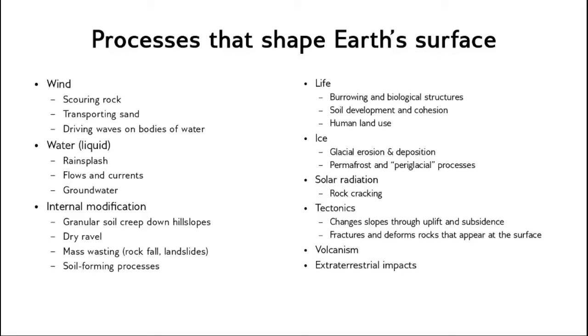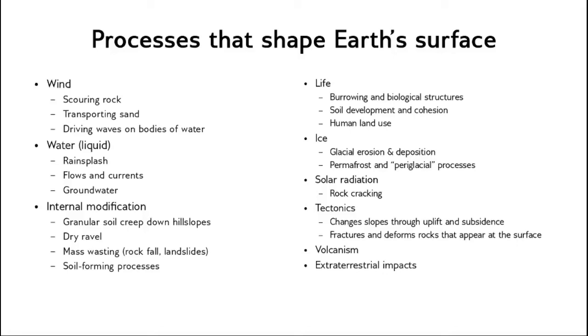And if you look through it, from wind, water, internal modification, life, ice, there's actually some amount of connection between all of these. So they're not super easy to tear apart because if we have wind driving waves on bodies of water, those wind-driven waves might generate currents. Those currents and flow then might cause sediment to be moved. Or, for example, we might have soil creep down hill slopes that's assisted by people walking along a trail, or cattle walking along a trail, or burrowing animals. So all of these will link to each other in some way, right? We're one big Earth system.